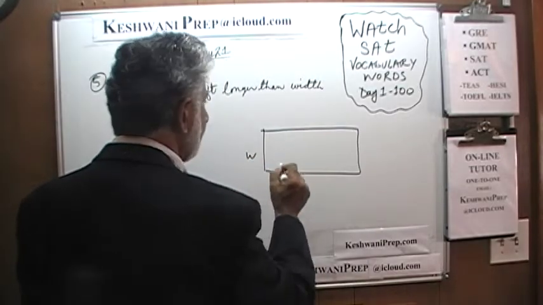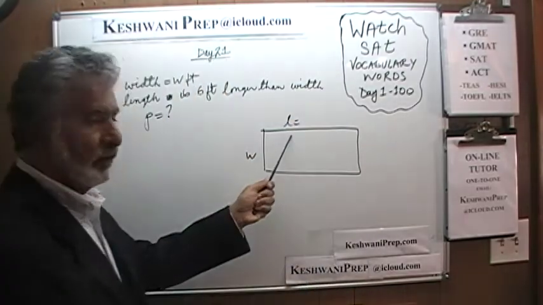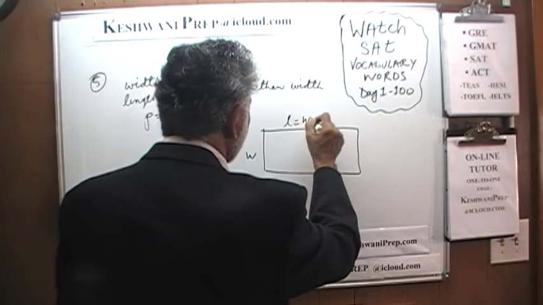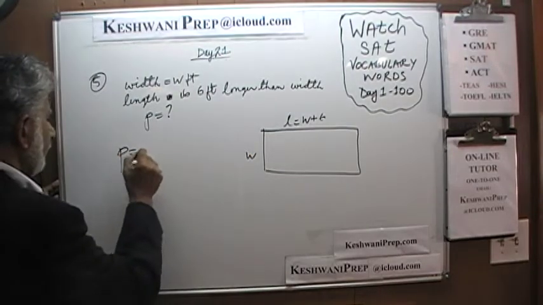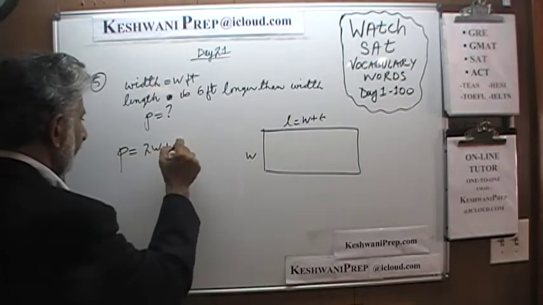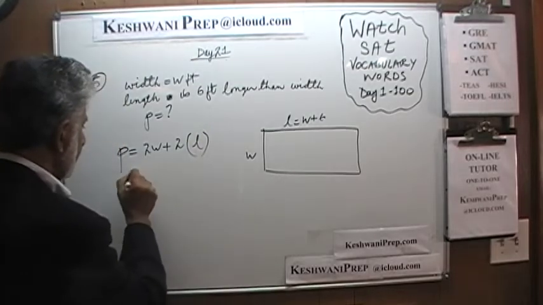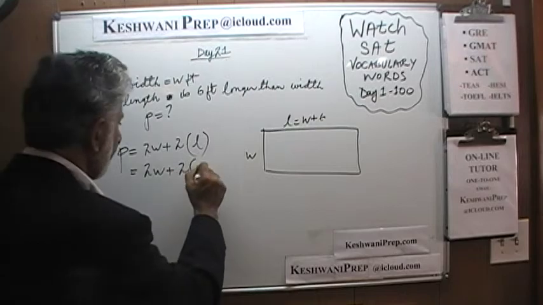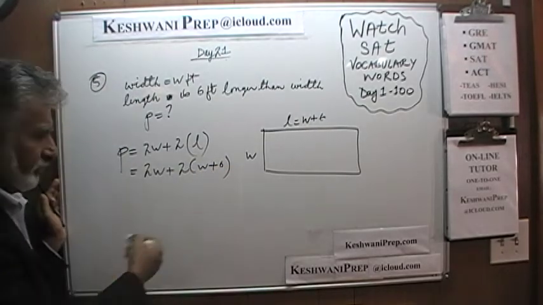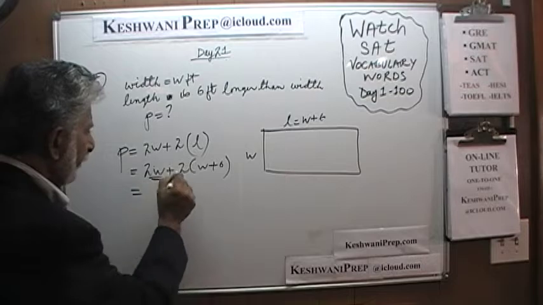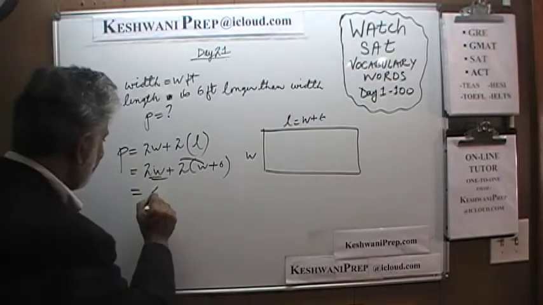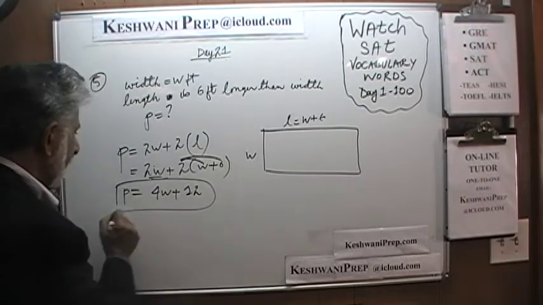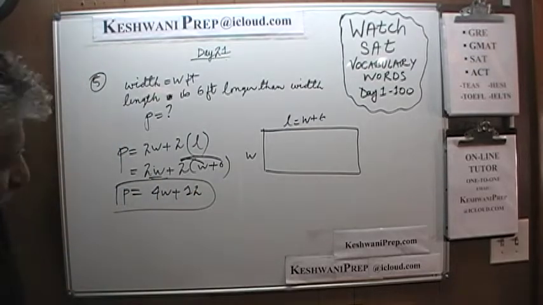So here's our width, here's our length, which we are told is 6 feet longer than W. So length must be W plus 6. There you go. So the perimeter is 2 times W plus 2 times the length, which we know is W plus 6. Just have to simplify it. So here we have 2W, here we have another 2W, so that's 4W plus 12. 4W plus 12 is the answer, and that answer choice is B.